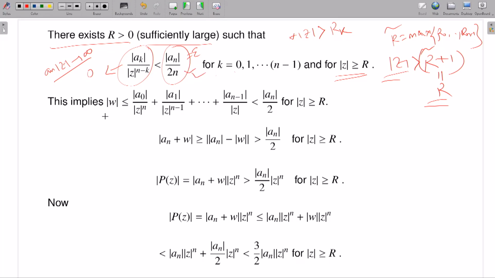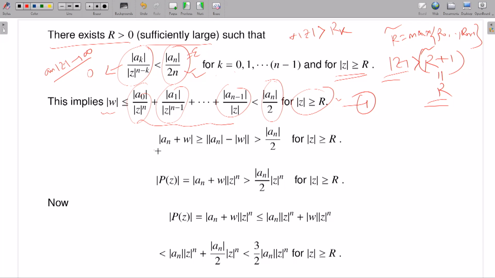Then by the triangle inequality, mod w is dominated by this plus this up to this. Each of the terms I can make mod a_n by 2n, n many terms are there, so the n gets cancelled. Therefore you will have mod a_n by 2, and this is true for all mod z strictly greater than r. So on one hand I have this inequality, perfectly alright. That will give you the upper bound, the right hand side.